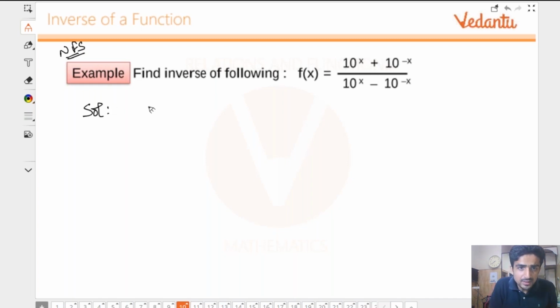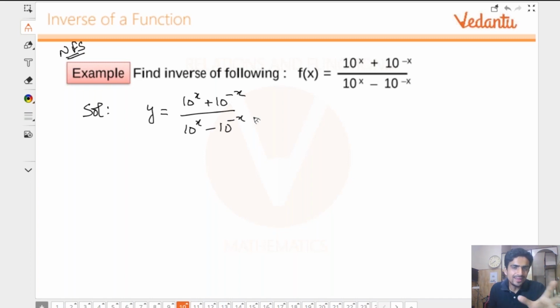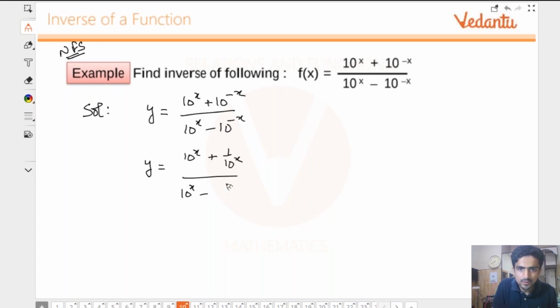My procedure tells me that I need to take y equal to the function and then try to express x in terms of y. But here it is not that easy, not that straightforward at least. It is difficult to find x in terms of y. But let me do it for you guys, and slowly you will do it yourself. I can write it like this. Taking LCM, I can write it like this.